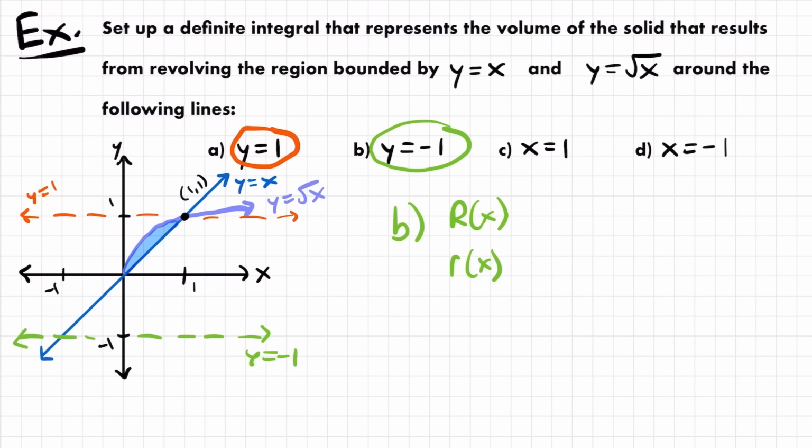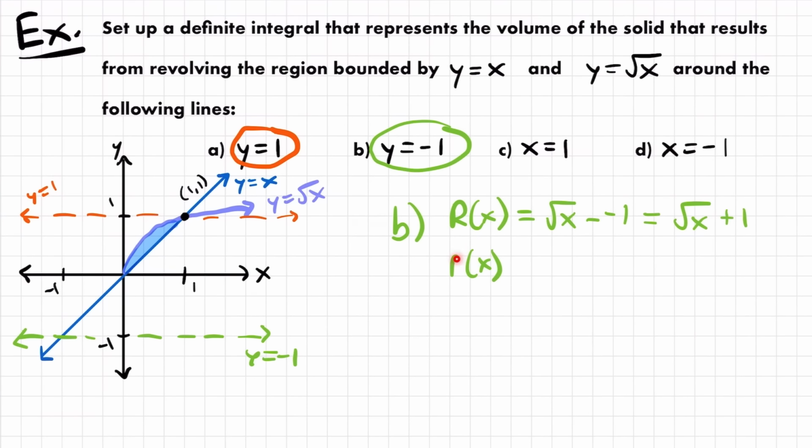If we're measuring the distance from this line to our region, this curve is the furthest away. And that curve is the square root of x. And so we will have that our outer radius is equal to the square root of x minus the value of our axis of revolution, which is negative 1. So we will subtract negative 1, which is actually the same as adding 1, because these two negatives will cancel out. So this is actually equal to the square root of x plus 1.